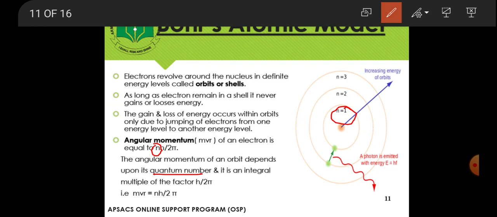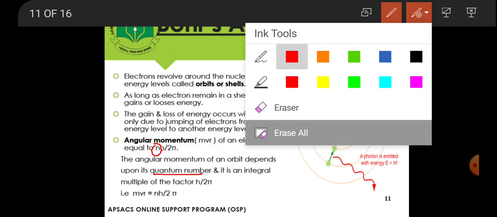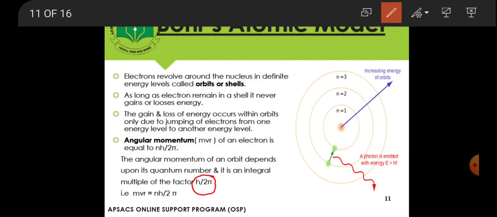For shell number 1, n value is equal to 1. For the second shell, quantum number or n value is 2. For the third shell, n value is 3. And angular momentum depends upon the quantum number, that is n value. And the factor h over 2π is a constant factor, where h is the Planck's constant.